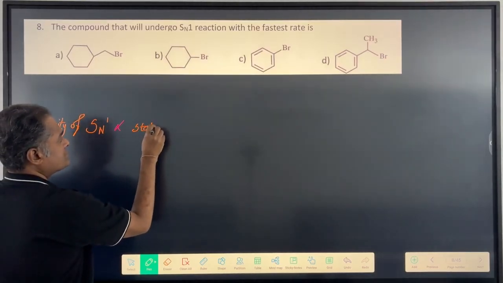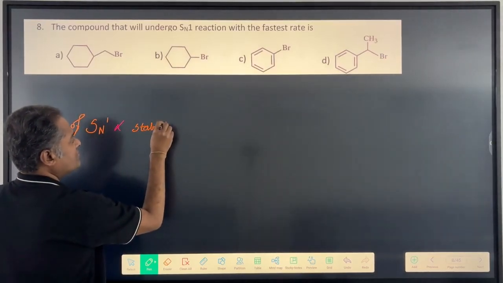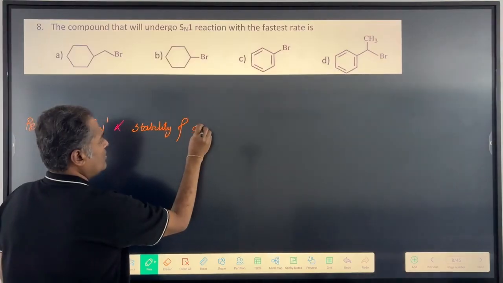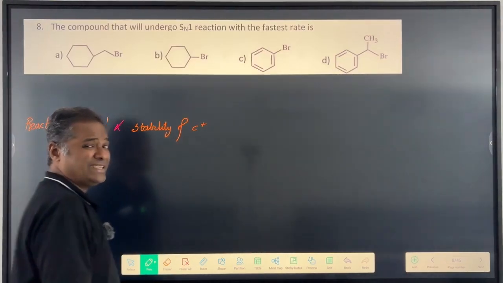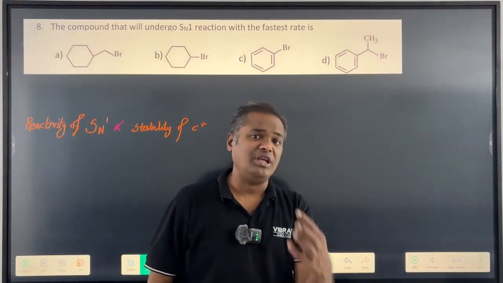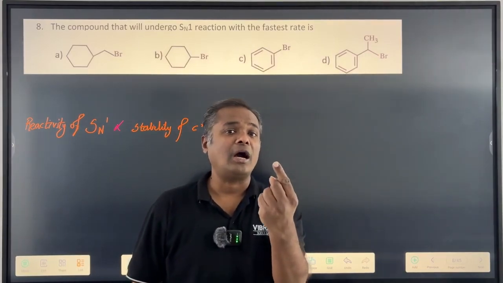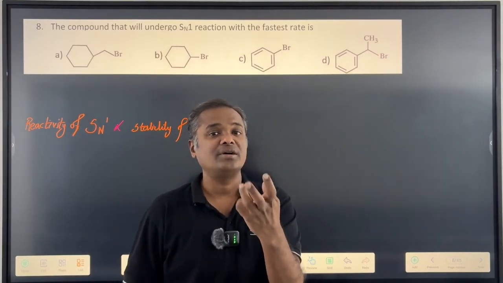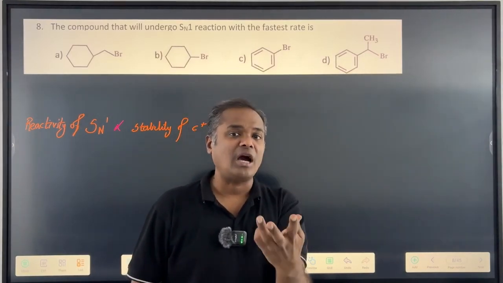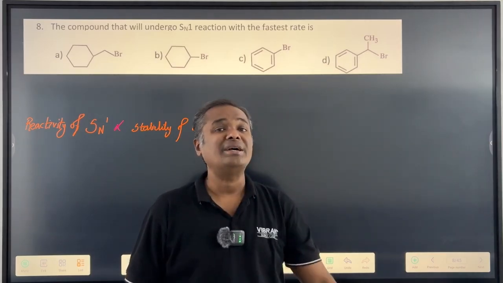Stability of carbocation. Because in the SN1 mechanism, the first step is what? Your leaving group will go out and you will get a carbocation. So, the more stable the carbocation you get, the more would be the reactivity.